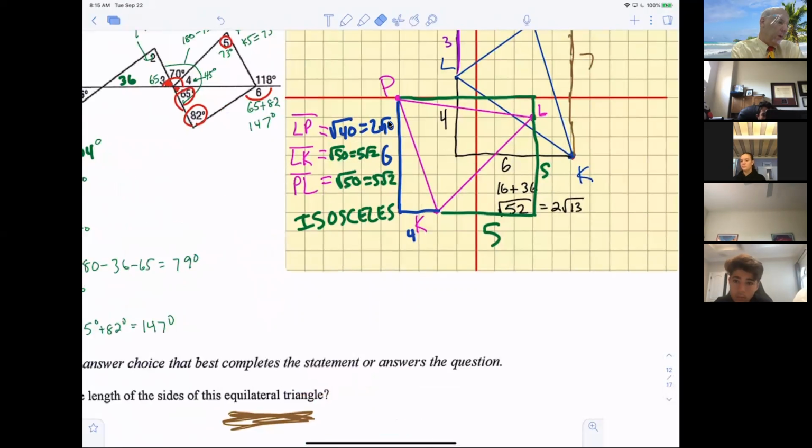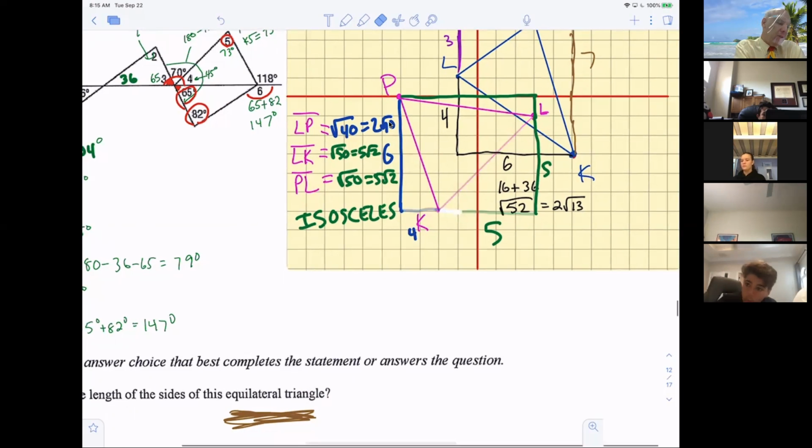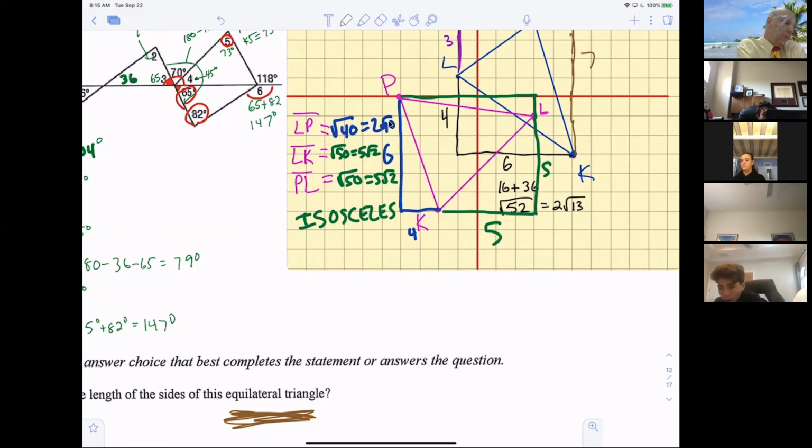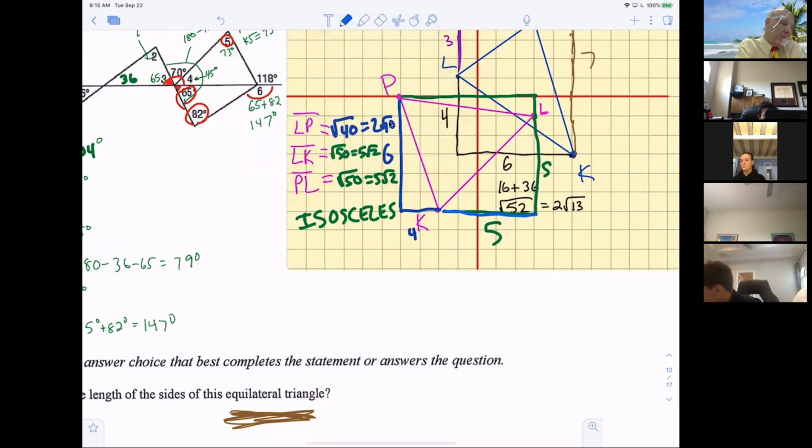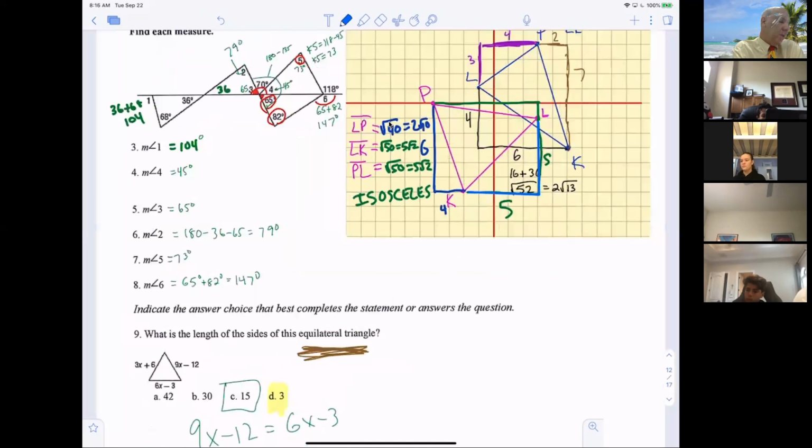Did you get 5 radical 2? LK is 5. This is 5, right? Come on now. This from here to here is 5, right? And this is 5. Yes? Well, I just want to know if you know what I'm saying. That's all. I don't need to hear your mistake.